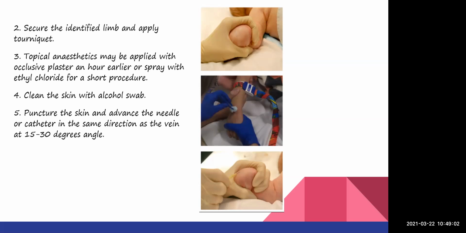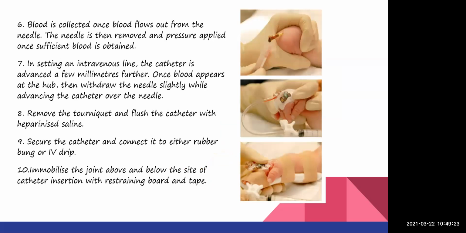Or we can also spray with ethyl chloride if it is a short procedure. And then after that we clean the skin with alcohol swab, and we puncture the skin and advance the needle or catheter in the same direction as the vein at 15 to 30 degrees angle. So blood is collected once blood flows out from the needle. And then the needle is removed and pressure applied once sufficient blood is obtained.